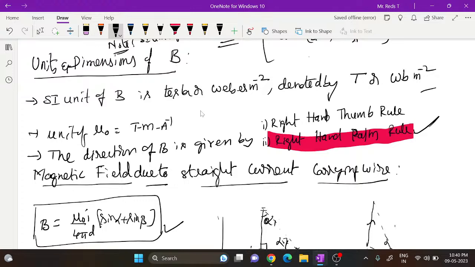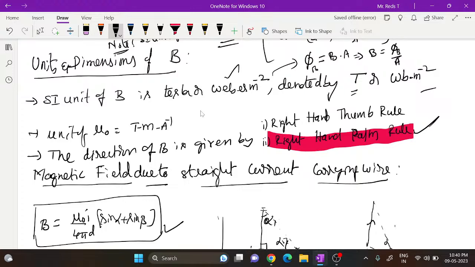from the expression for magnetic flux, which we'll discuss later: phi is equal to B into A. Just like electric flux is electric field into area, magnetic flux phi B is equal to B into A. From this you can write magnetic field B is equal to magnetic flux phi B by A. The SI unit of magnetic flux is Weber and the unit of area is meter square. So the SI unit of magnetic field can be expressed as Weber per meter square. Tesla has been given as a special name, denoted by capital T. Weber per meter square is denoted by Wb per meter square, or Wb m to the power minus 2.